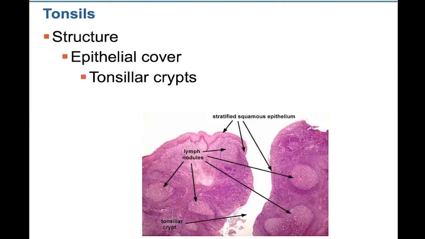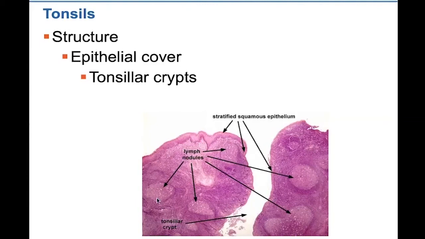In addition, invaginations occur, and this is where you have this area that dips down, and these are called tonsillar crypts. The tonsillar crypts are unique to the tonsils. No other lymphoid organ has a crypt like this. And what this does is it allows bacteria or microbes to make their way deeper into the tissue in hopes of attacking them and mounting an immune response early on.